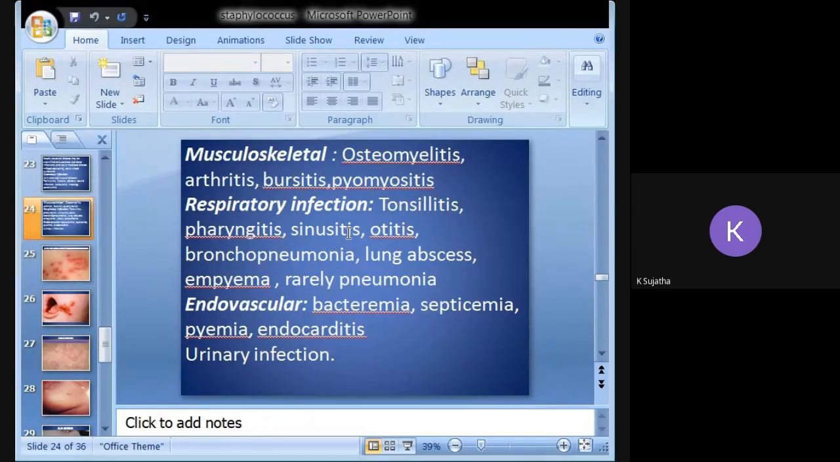Next, endovascular infections. Endovascular infections, bacteremia. Bacteria spread throughout the entire blood and lyse the red blood cells also, because they release cytolytic toxins. Next, septicemia. Bacteria spread in the blood and cause blood infections. Pyemia also causes blood infections. Next, bacteria entering the heart walls cause inflammation of the heart walls. This is called endocarditis. Then bacteria entering the urinary tract cause urinary tract infections also. So these are all pathogenesis.